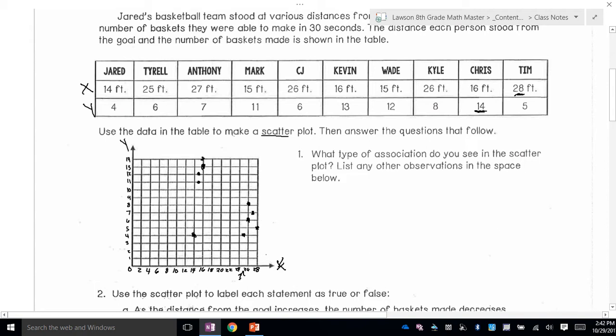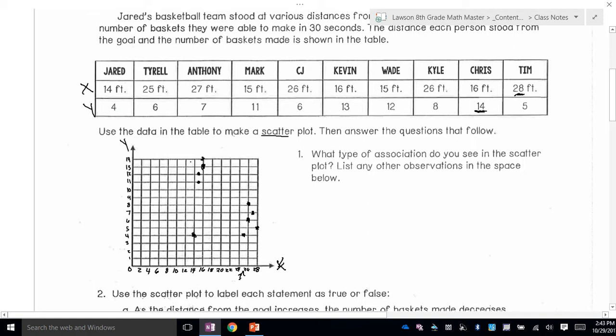So number 1 says, what type of association do you see in the scatter plot? List any observations in the space below. So if you notice, if we were moving from left to right, I'd be up here and I'd have a lot of goals whenever I was closer to the basket, right? Because 16 feet is going to be closer than 28 feet. So at 16 feet, I'm standing a little bit closer to the basket and I'm able to score more goals.